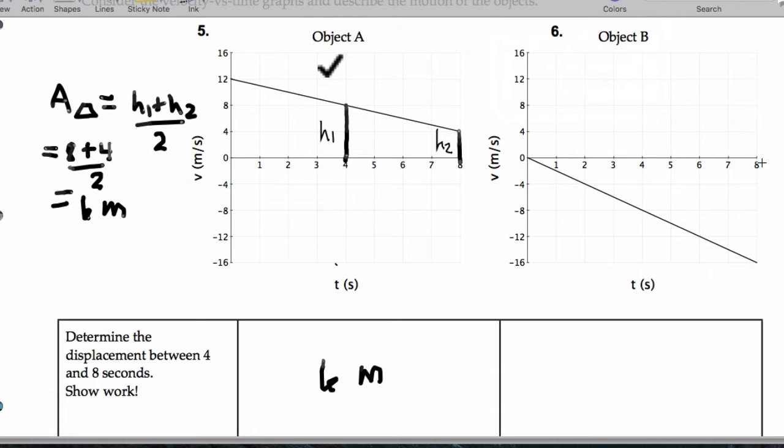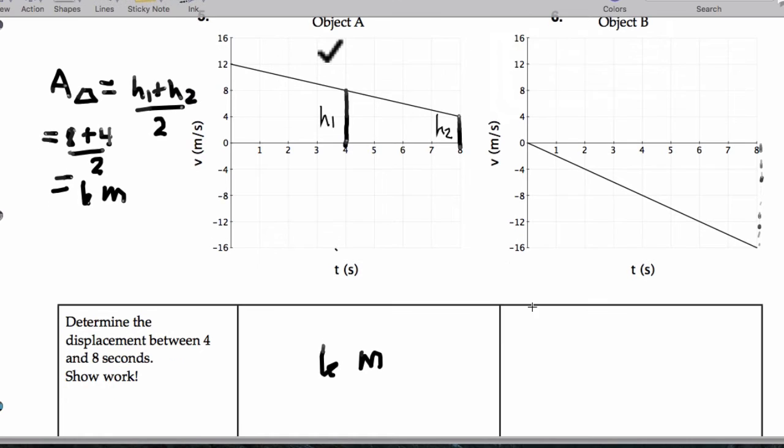For this one here, we're going backwards, and it's a triangle, so that's going to be 1/2 times 8 times -16. Absolutely possible for us to have negative displacement, and this is going to give us -64 meters.